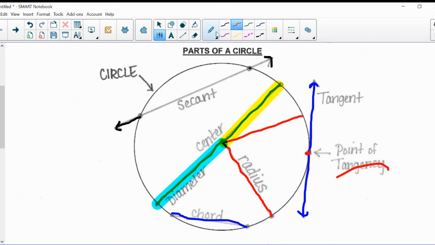That was a horrible line. I drew it through there, trying to do this without a mouse. So this red point here, where that tangent line touches the circle, is called the point of tangency.